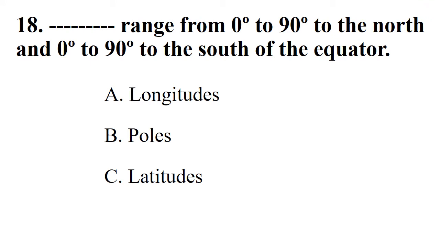Next, dash range from 0 degrees to 90 degrees to the north and 0 degrees to 90 degrees to the south of the equator. Options: longitudes, poles, latitudes. Right option: latitudes.